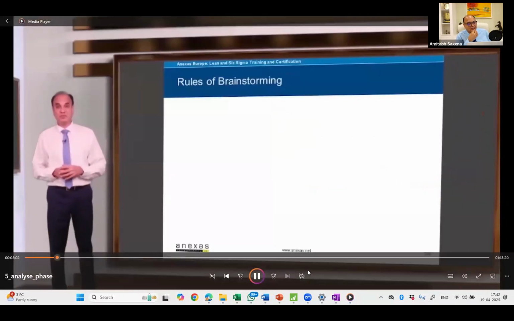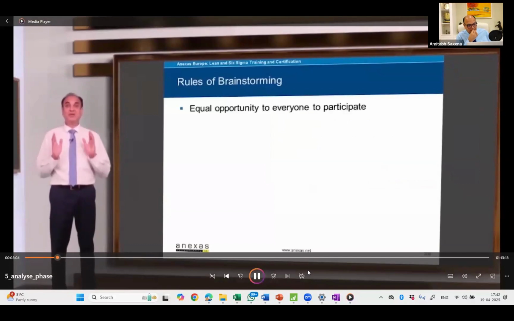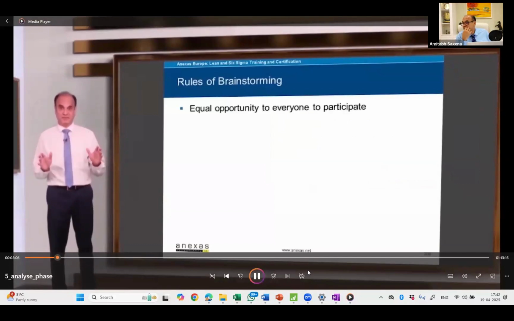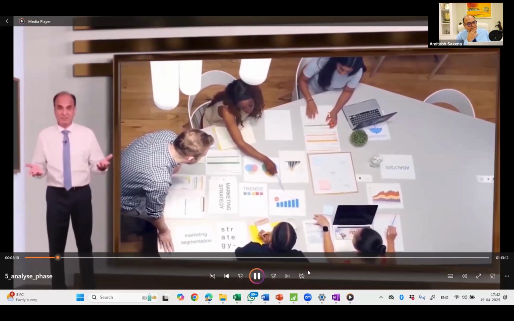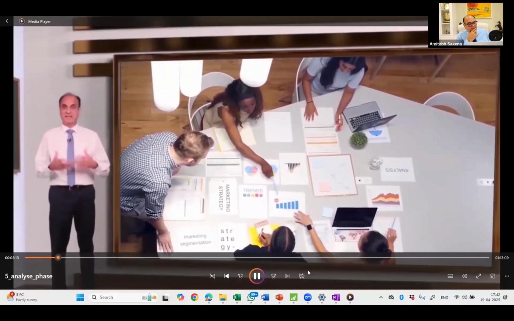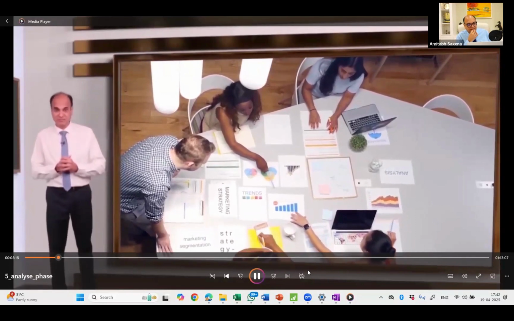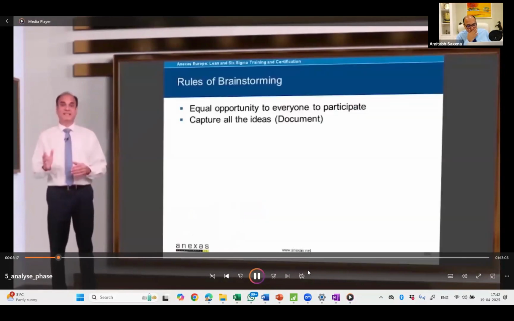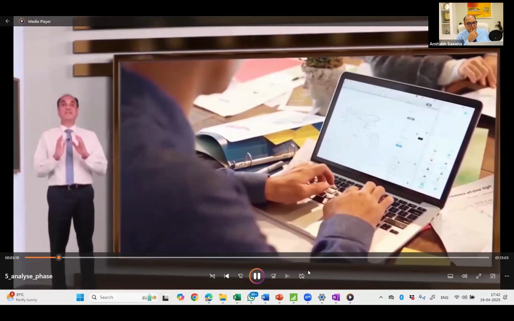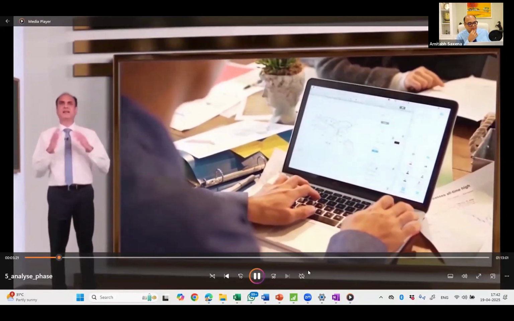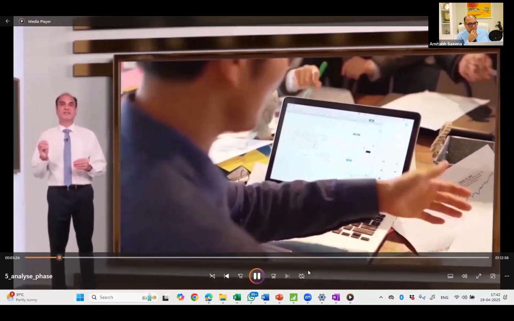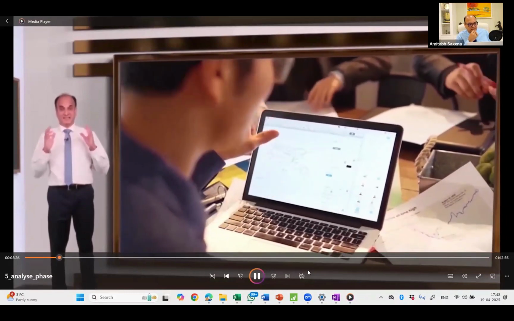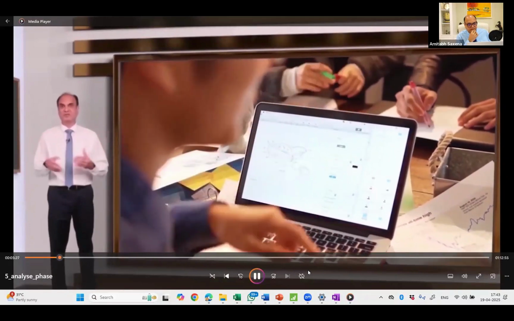The rules of brainstorming are: give equal opportunity to everyone who is participating. So tell them to participate, and you can use different techniques, as I told you, we will be learning in the improve phase. Capture all the ideas, so document all the ideas. Whatever is being discussed, whatever ideas the participants give, someone should be there to document, or you can appoint a scribe to document all the ideas.